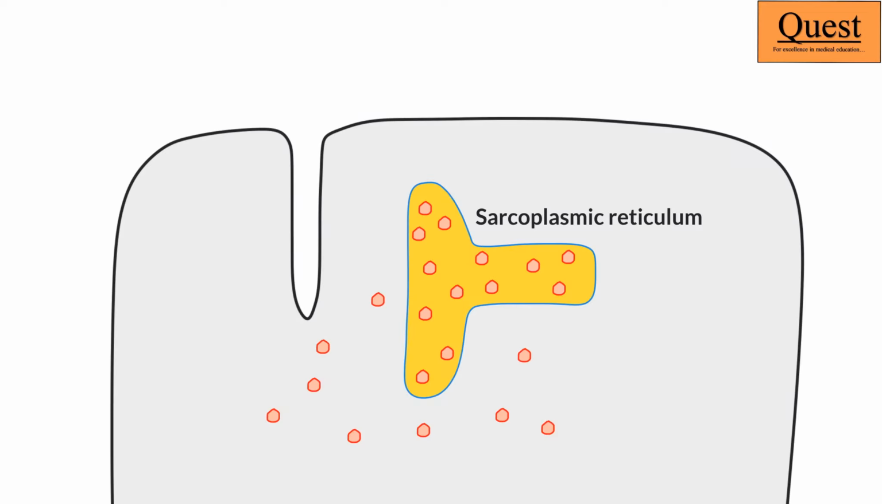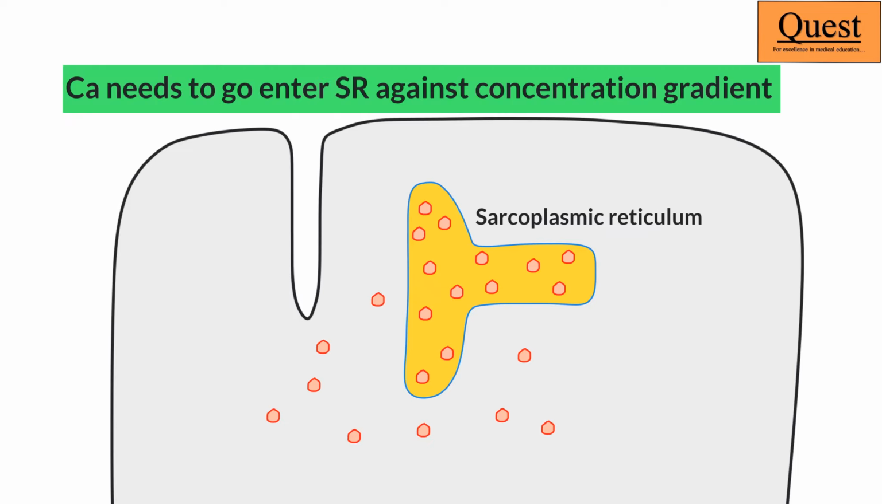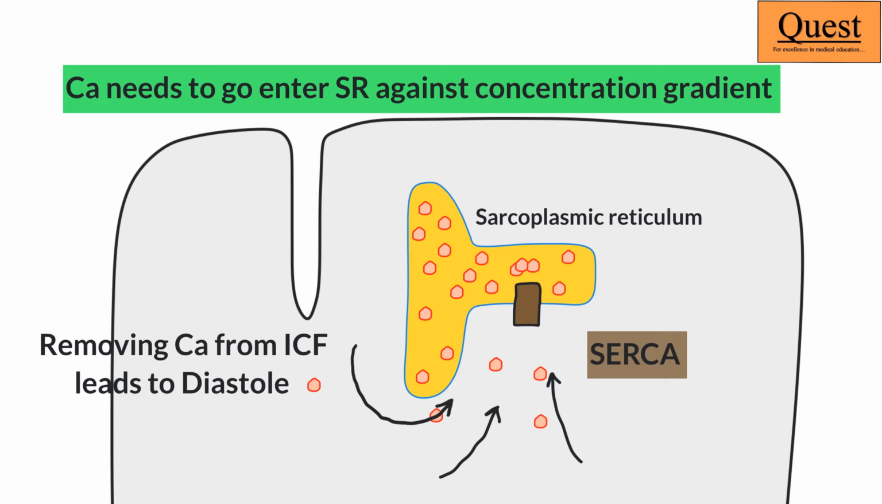But the heart has to relax in order to receive blood. That means calcium should be sent away. Remember that the SR has huge store of calcium already, and so sending back calcium into SR needs an ATPase pump. This role is played by SERCA. SERCA then is equally important for heart's contractility.